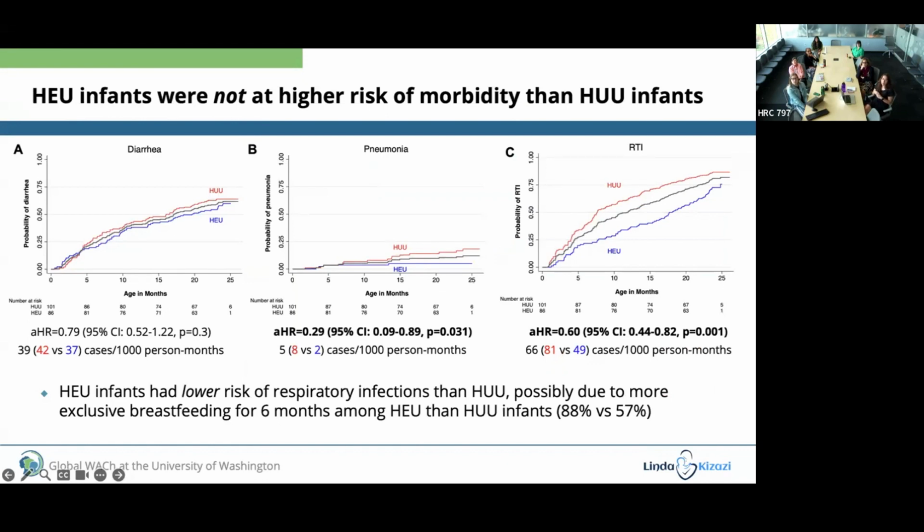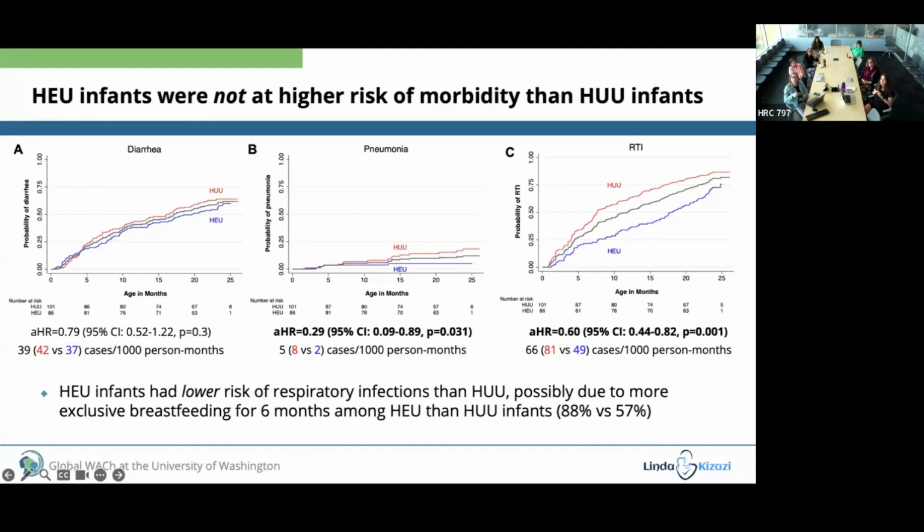I wanted to note when talking about this cohort that we did not see a higher risk of morbidity and mortality among the HEU infants in this study. This is data from my first dissertation aim, which looked at the risk of morbidity and mortality over the first 2 years of life in all infants that had follow-up data, a population of 187. These are the survival curves showing diarrhea, pneumonia, and any respiratory tract infection, which is what RTI stands for. What was really interesting is that we saw the opposite in respiratory infection of what we'd expect. The consensus is HEU infants have a higher risk of everything, and we actually showed that they had a lower risk of pneumonia and any respiratory tract infection.